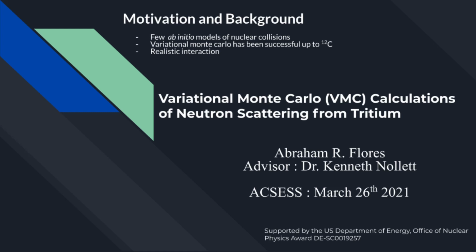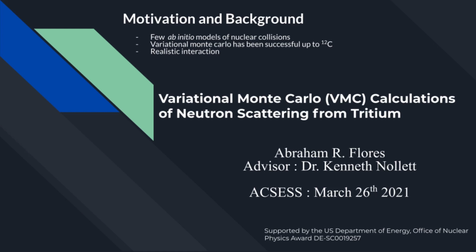Today I'll be giving you a brief tour of variational Monte Carlo calculations of neutron scattering from tritium. Few people have attempted to compute ab initio models of nuclear collisions. This is mostly due to the fact that it's quite computationally intensive. The vast majority of ab initio computations have been calculations of bound states because those have the easiest boundary conditions.